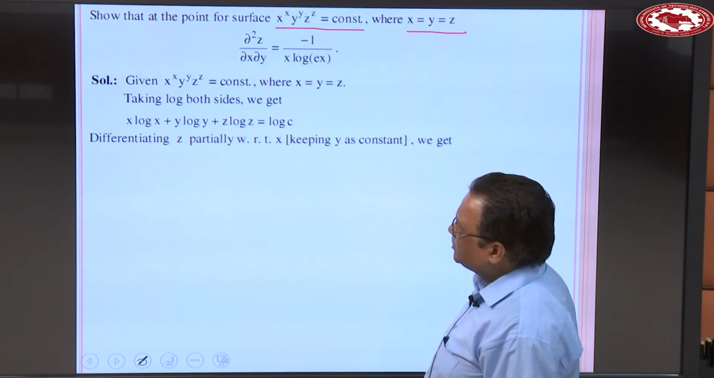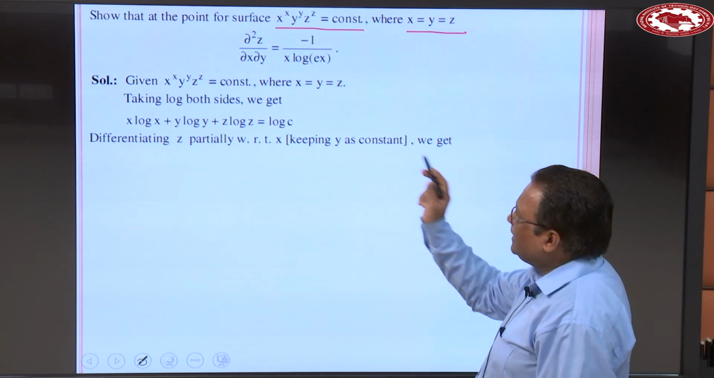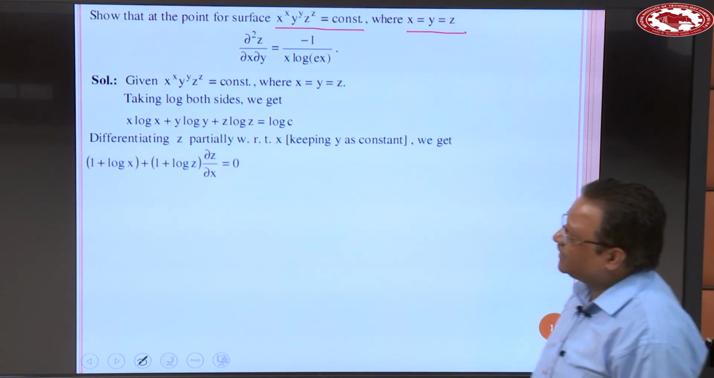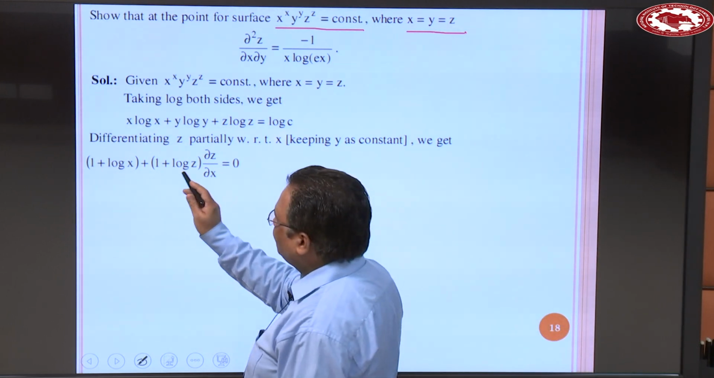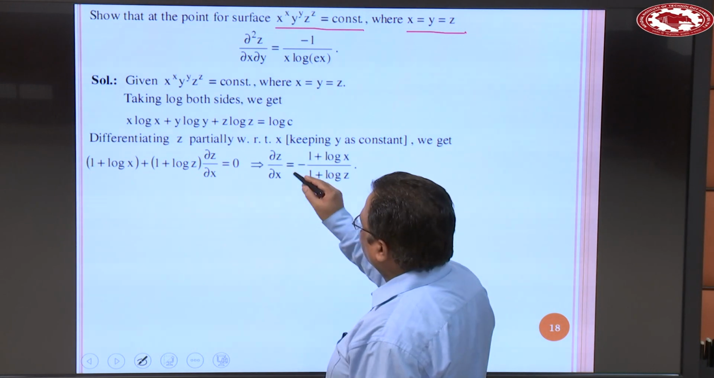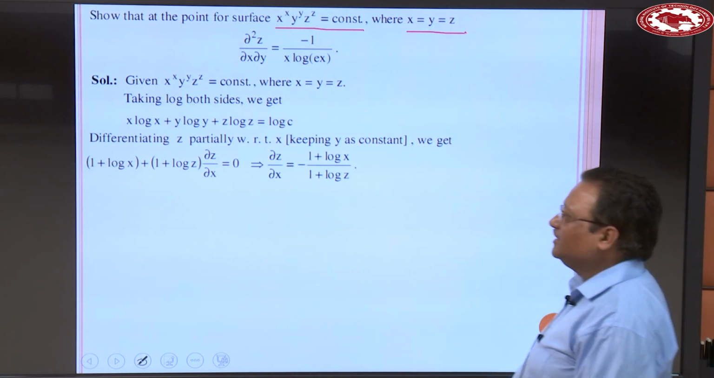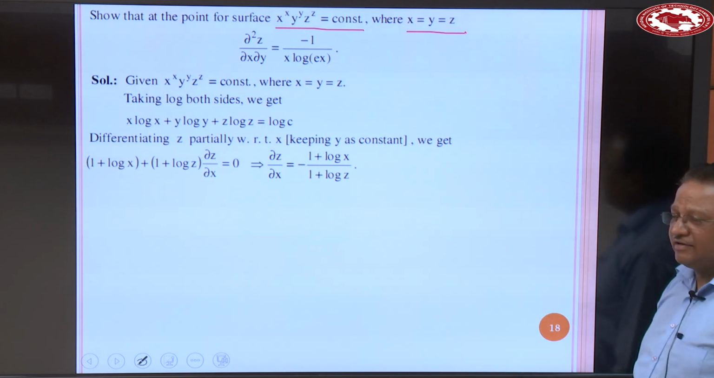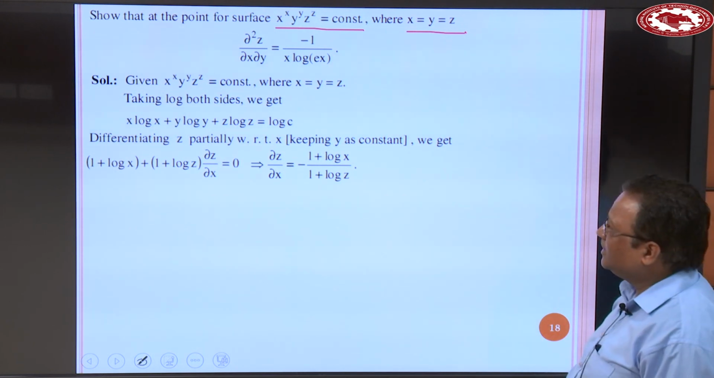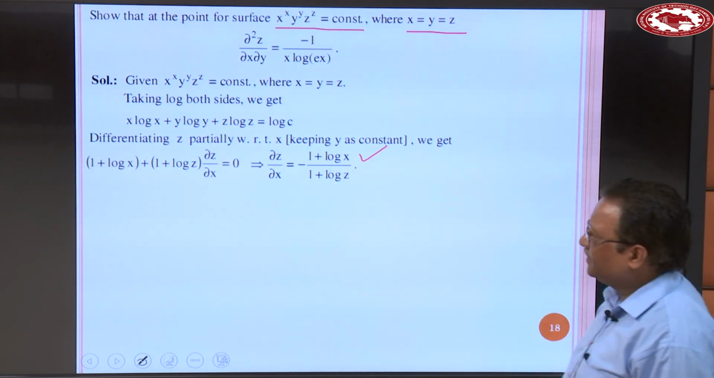When you differentiate partially with respect to x, keeping y as constant, we obtain 1 plus log x plus 1 plus log z ∂z/∂x is equal to 0, and from this ∂z/∂x is equal to minus (1 plus log x) over (1 plus log z). So, after differentiating z with respect to x, we obtain this value.